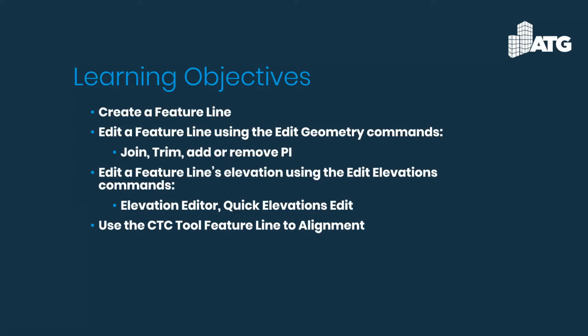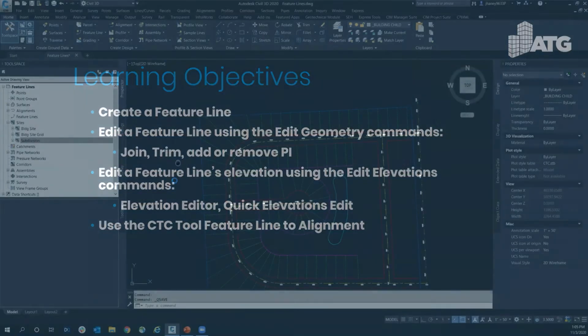We'll talk briefly about a CTC tool to convert feature lines to an alignment. Most people know that you can't use the out-of-box option to create an alignment from a feature line. With our CTC tools, we can do that, and I'll show that off in that process.